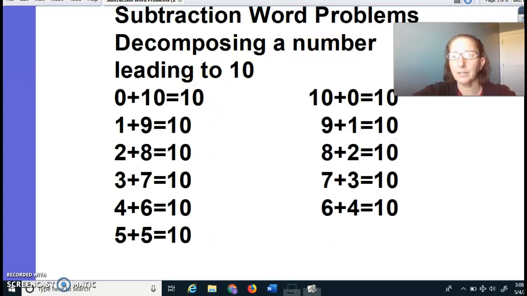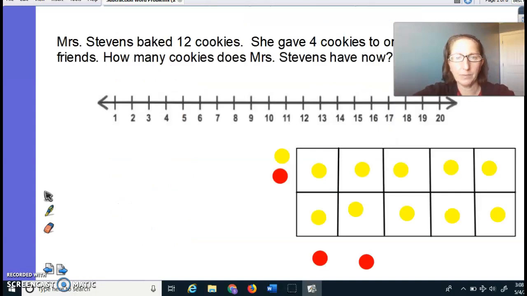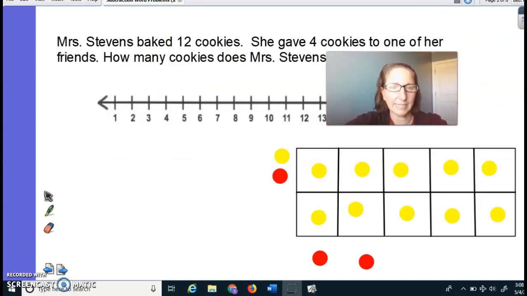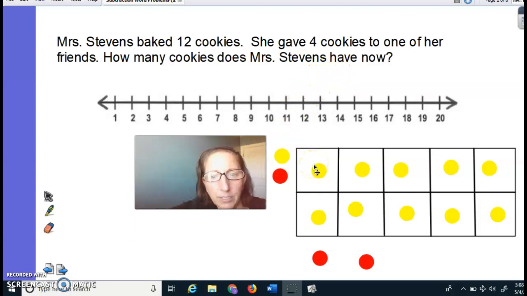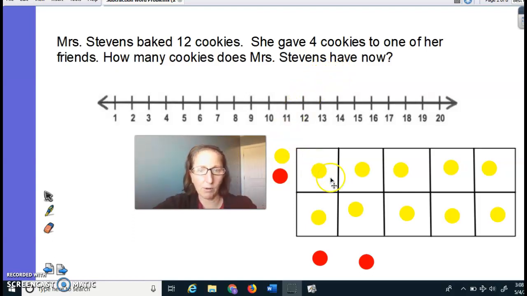So let's take a look at our first problem today. Mrs. Stevens baked 12 cookies. She gave 4 cookies to one of her friends. How many cookies does Mrs. Stevens have now? So I have already put on our 10 frame the number 12. We have 10 yellow circles and 2 red circles. That stands for the number 12.